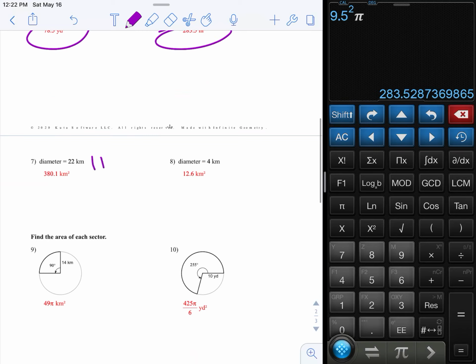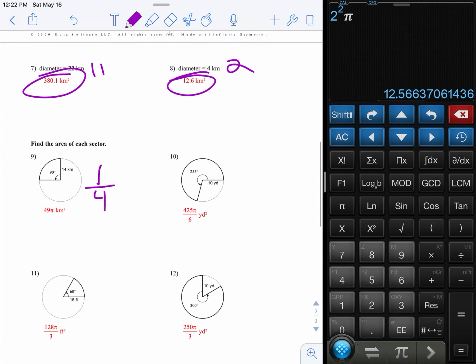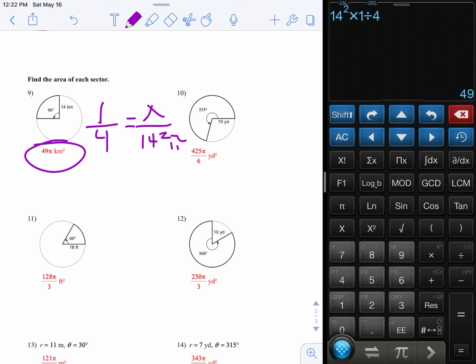All right, now you got to cut these in half. So the radius is 11 squared pi. Right there. 2 is the radius. 2 squared pi. Right there. All right, now 1 over 4 equals x over 14 squared pi. Okay. Now I used 1/4 because that's a fourth of the circle, so it's a little easier. All right, so 14 squared times 1 divided by 4. All right, 49 pi. You got to add the pi at the end.